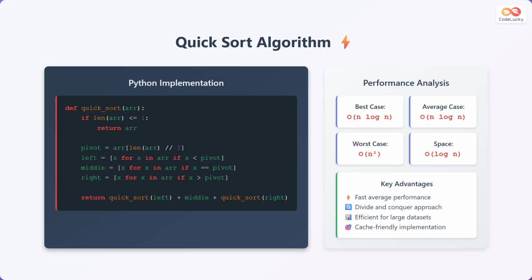A pivot is chosen, typically the middle element. The array is then divided into 3 parts: elements less than pivot, equal to pivot, and greater than pivot. Quicksort recursively processes the left and right partitions. The best and average case time complexity is O of n log n, making it very efficient. However, the worst case is O of n squared when the pivot is always the smallest or largest element. The space complexity is O of log n due to the recursive call stack. Quicksort is cache-friendly and performs exceptionally well on large datasets.